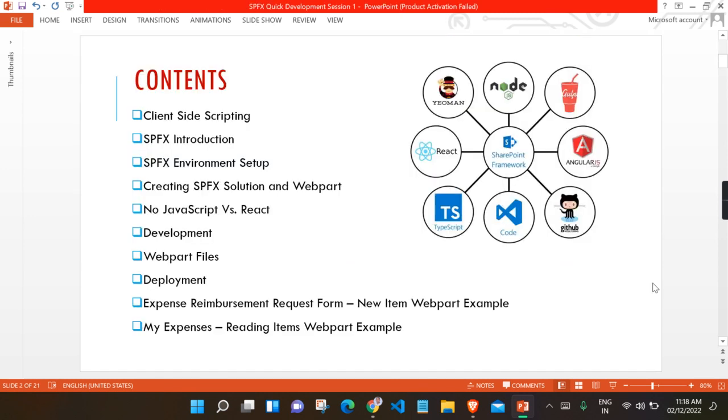Okay, so these are the contents we are going to discuss today. We will start with client-side scripting, and we will end up with one small web part for an expense reimbursement request form, where we can also see all of the expense requests made by the current user. So first we need to understand what client-side scripting is.